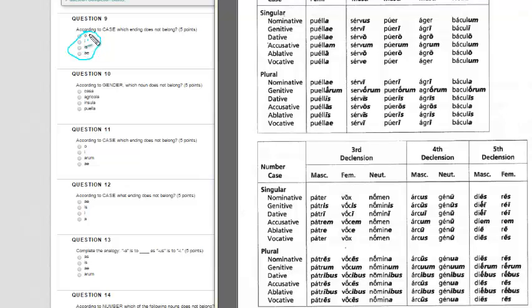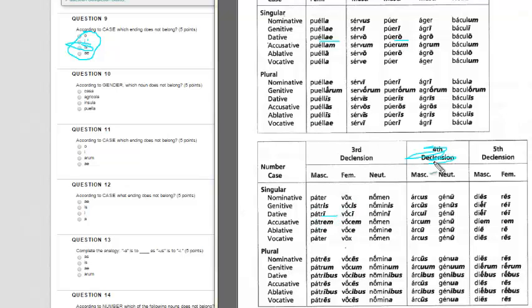Well, three of these are dative. So if we look over here, we have an O, right? We have O, and then we have I, and we have AE, but this IS has no business being here, right? So we've got a bunch of dative singulars. So we've got the AE, we've got the O, and we've got the I.